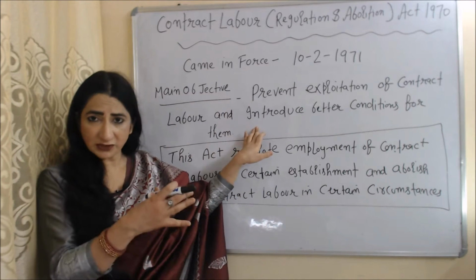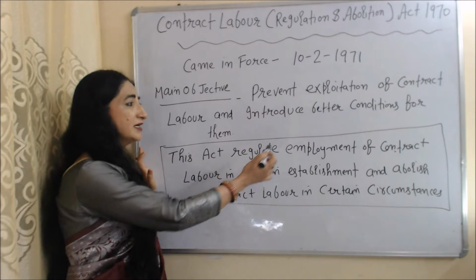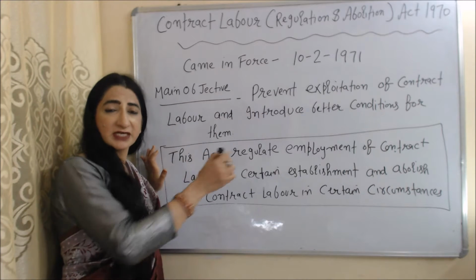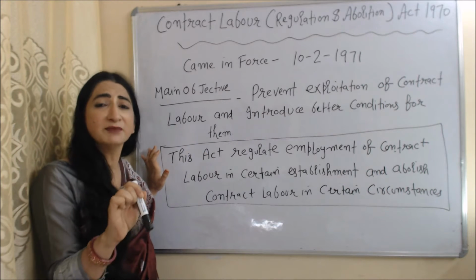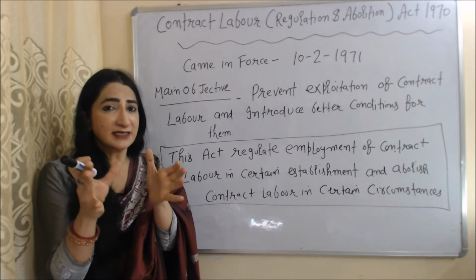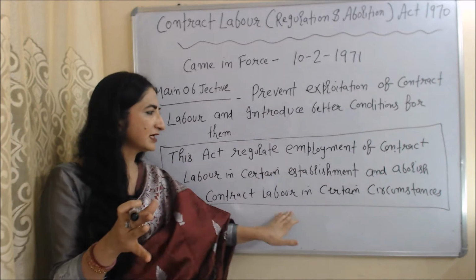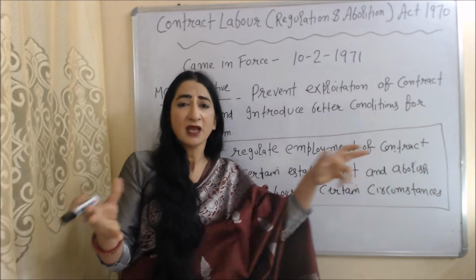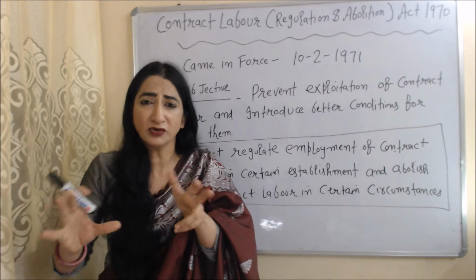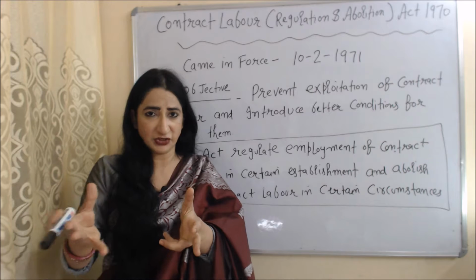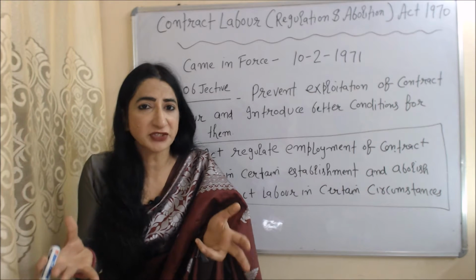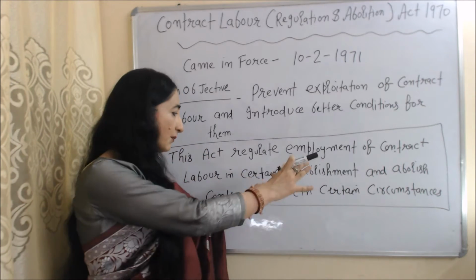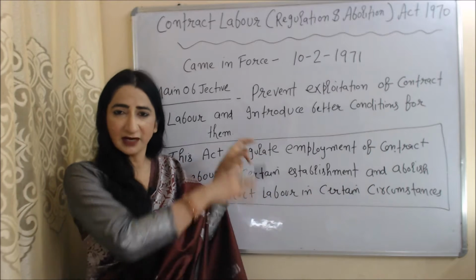In order to achieve this objective, the Contract Labor Act regulates employment of contract labor in certain establishments and abolishes contract labor in certain circumstances. Why abolish contract labor in certain circumstances? Because in some places management thinks contract labor are not part of their organization. That's why they exploit contract labor. So in order to prevent exploitation of contract labor, the government abolishes contract labor in certain circumstances under this act.